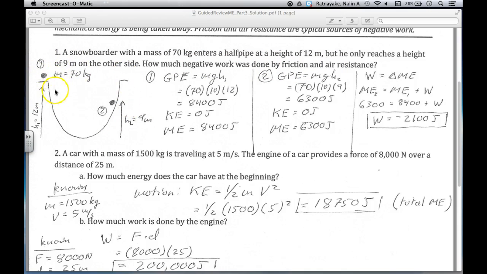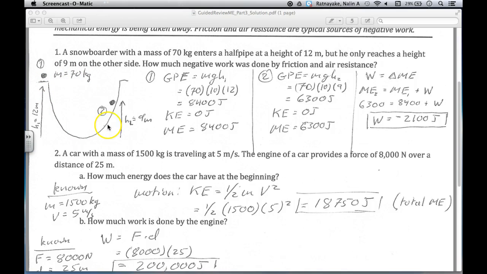What I did was I drew a little diagram, and this is one of the best ways we have of listing out what we know. It's a really important step in all physics problems to make sure we understand what is even being asked. What is the situation that I'm being asked to model? So I drew my snowboarder here as a little dot. On this side, I labeled a height 1, H1, equals 12 meters, because that's where he starts out. I've labeled his mass as 70 kilograms.